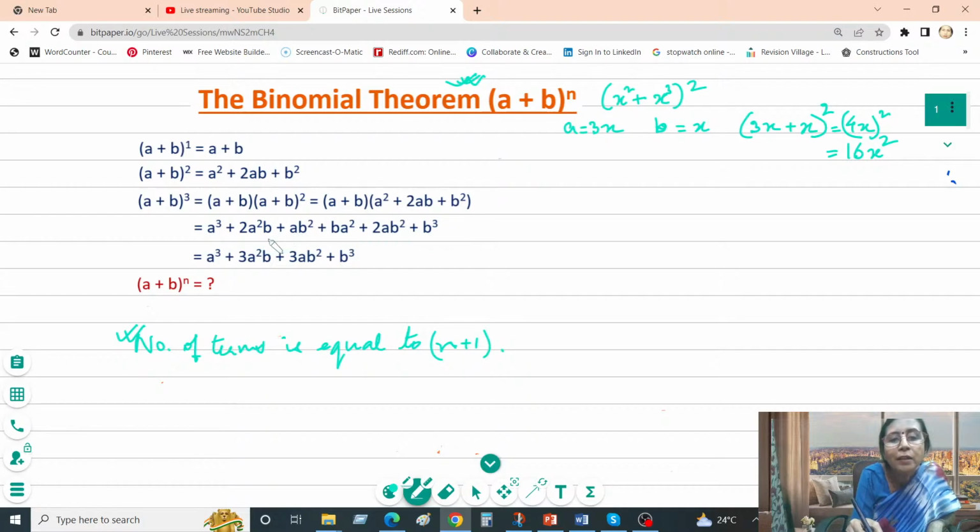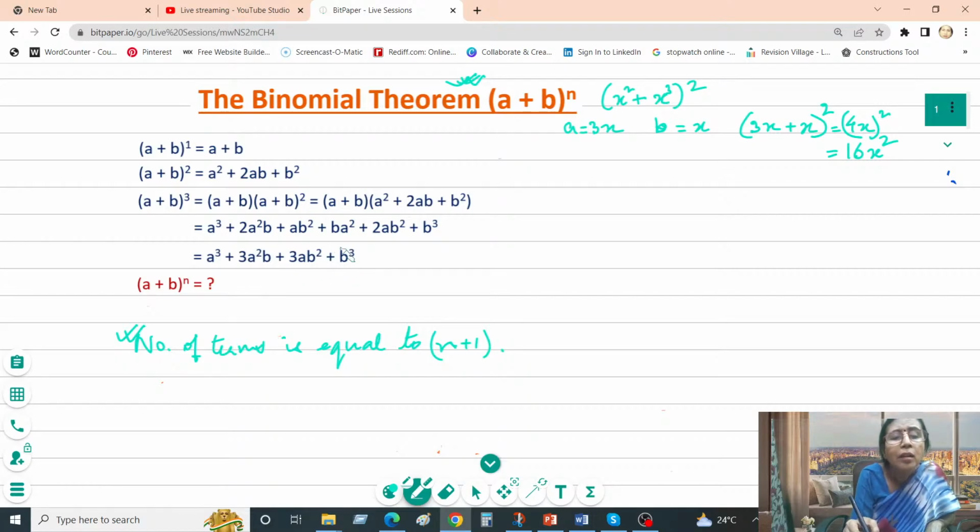And if we add the like terms, it is plus 2a square b and this one is ba square which is equal to a square b. So 2a square b plus a square b is 3a square b. And ab square and plus 2ab square is 3ab square. So we are having the final expression as a to the power of 3 plus 3a square b plus 3ab square plus b to the power of 3. Okay, there are 4 terms.